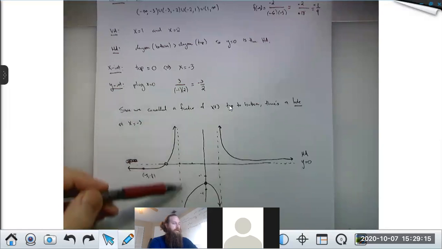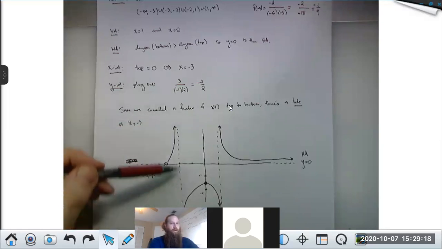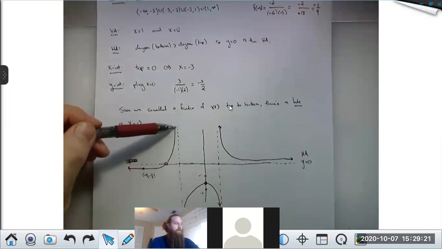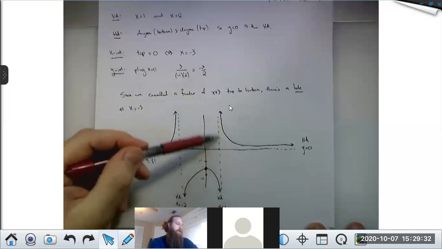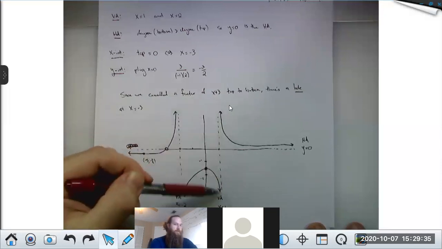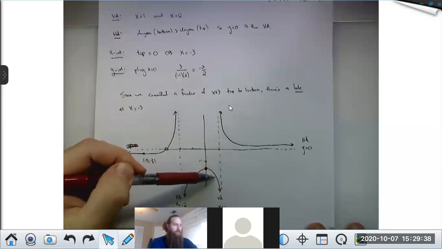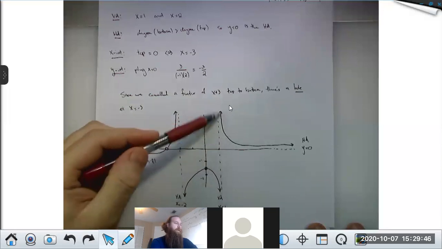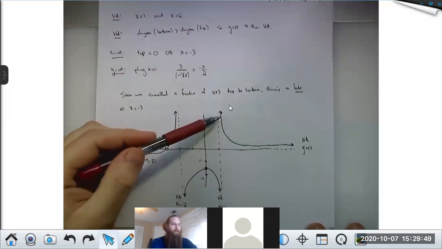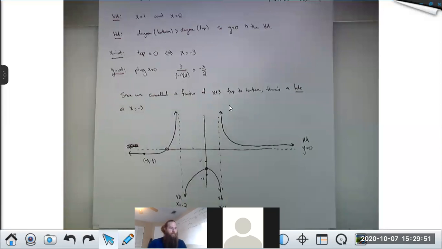So this guy came from an odd multiplicity factor of the denominator, x plus 2. And since I know I approach him going up on the left, that means I have to approach him going down on the right. Similarly, this guy came from an odd multiplicity factor of x minus 1. Since I approach him going down on the left, I know I have to come back going up on the right. I'll talk more about that next week when we talk about solving rational inequalities.